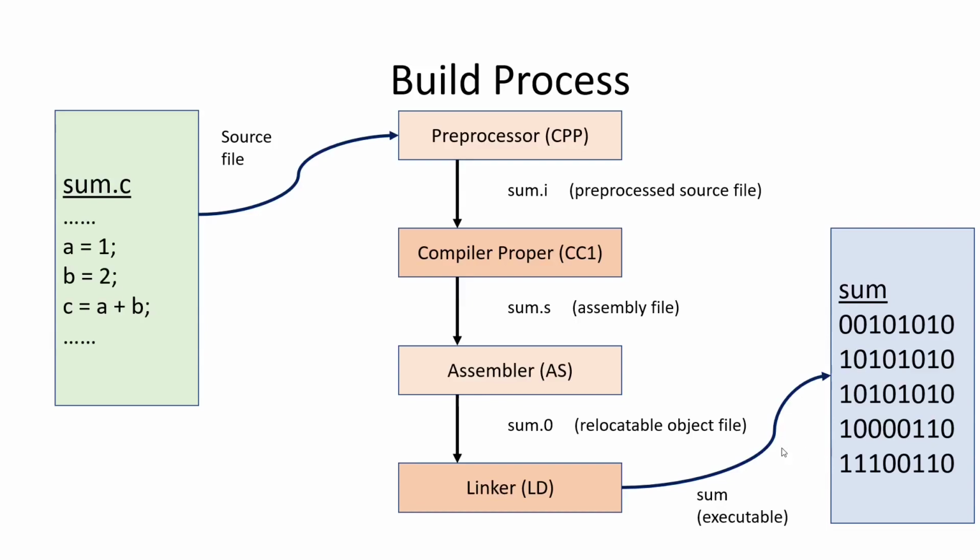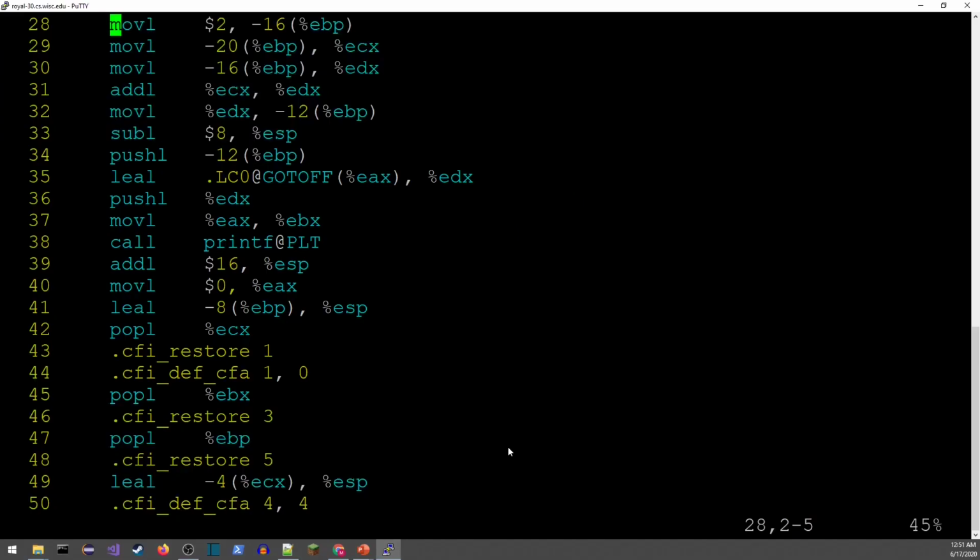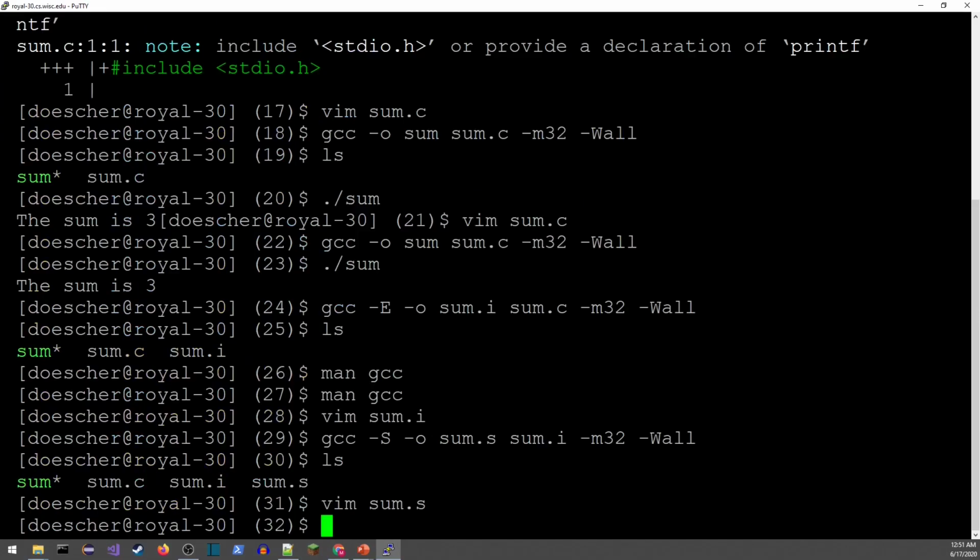Okay, so I jumped back over to PowerPoint, and the next thing we're going to do through this build process, we ran the preprocessor, we ran the compiler proper, that gave us the assembly file, is we're going to let the assembler now run and turn that assembly code into binary code and generate the relocatable object file, the sum.o. So I'm going to go do that right now. Let me see. Hop back over here. So this is still in Vim. I want to quit this.